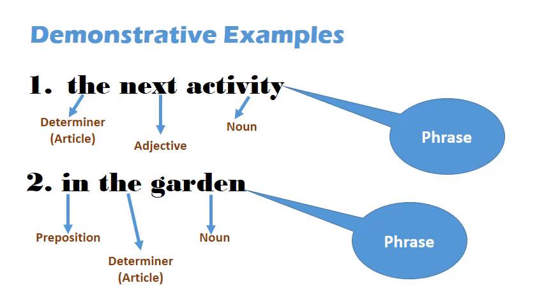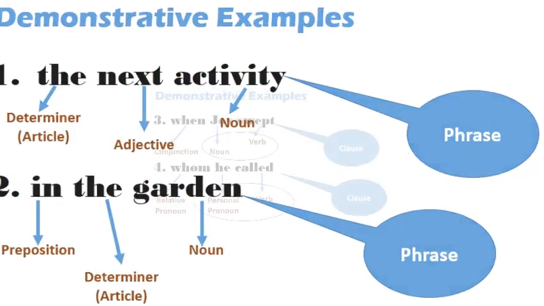We can also apply this method to example 2. In this way, we will discover that the first word, in, is a preposition. The second word, the, is a determiner, which is also called article. The third word, garden, is a noun. Again, there is no verb that directly follows a noun or a pronoun. The second example is also a phrase.